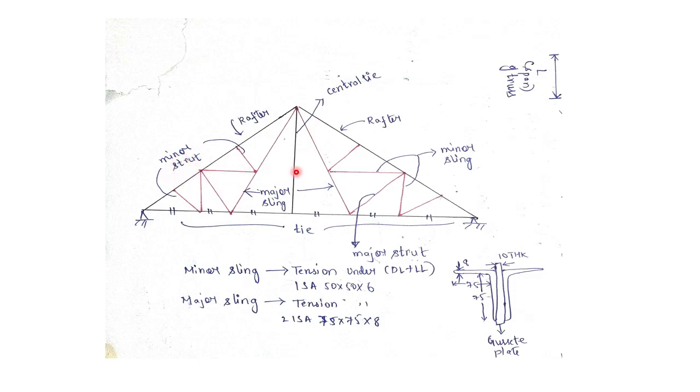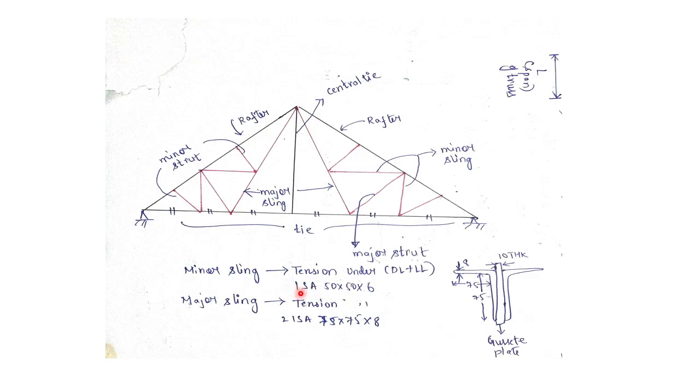Okay, struts. So the major struts are this one, right? This, because these are of greater length. Therefore, this and this are the major struts, and the minor strut is this one. So struts take compressive forces. Now for the minor sling, we will be taking ISA.